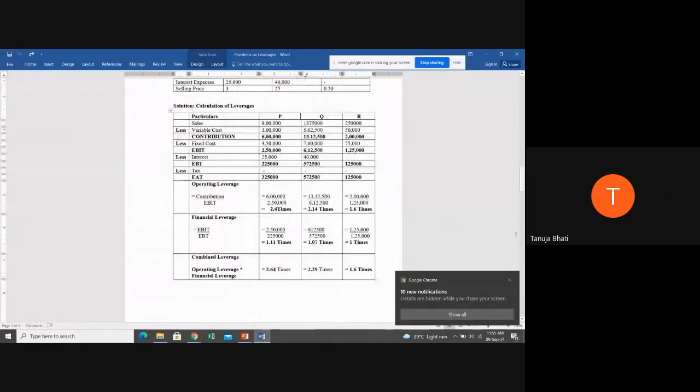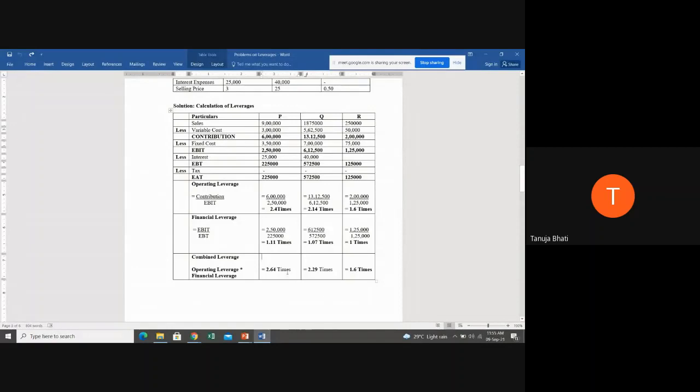Combined leverage, you have two formulas. Either you combine these two. So what I have done is operating leverage into financial leverage, combined. So 2.4 into 1.11 times. When you multiply these two answers, you get the combined leverage as 2.64 times.